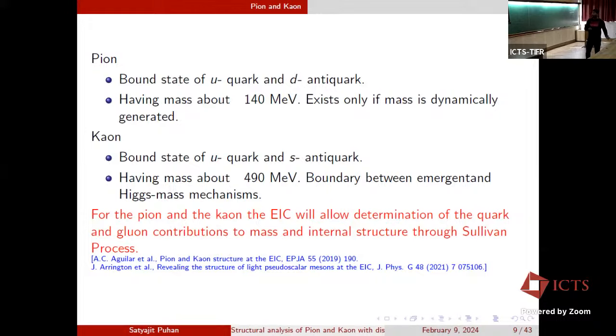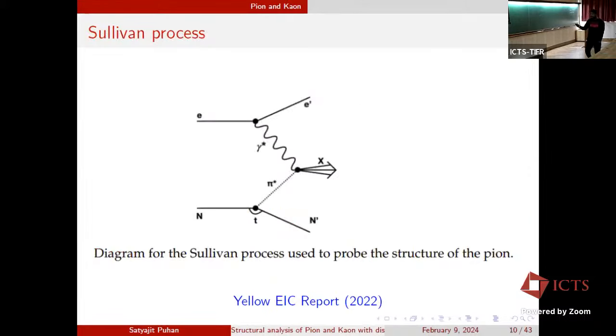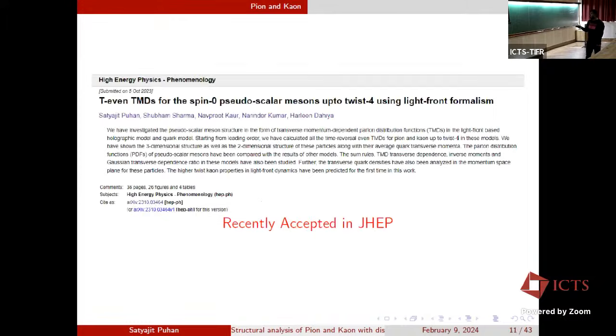To study pion and kaon structure, EIC and COMPASS will give a structure about the quark and gluon contribution to the mass and the internal structure through a Sullivan process. You can check out these two papers, they are very interesting papers, on how they are going to study the pion and kaon structure at EIC. This is the diagram of the Sullivan process to probe the structure of the kaon.